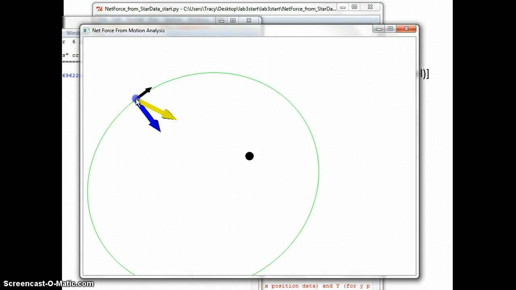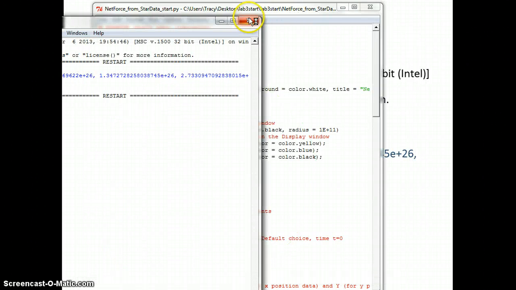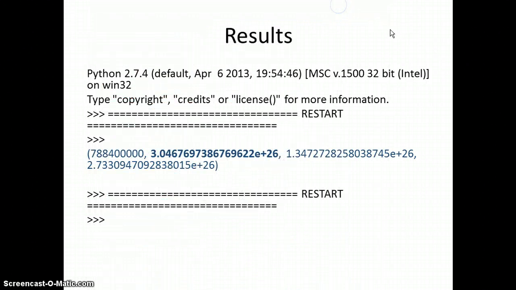And we can see that the computer did indeed break it down into a vector for F-net parallel and F-net perpendicular. And the results I got show the same.